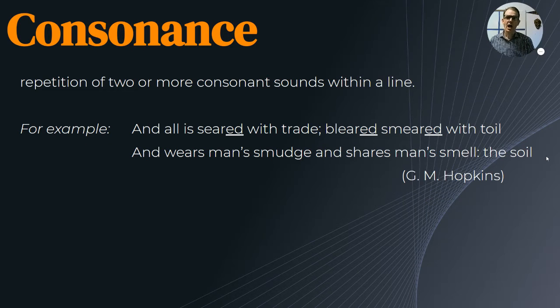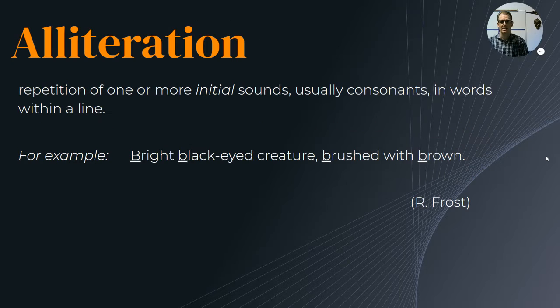And then we have consonance. It's the same as assonance, except it's a repetition of consonant sounds. "And all is seared with trade, bleared, smeared with toil, and wears man's smudge and shares man's smell: the soil." So we have that D sound repeated. And in the second line, we have that S sound repeated over and over again. And so that's consonance.